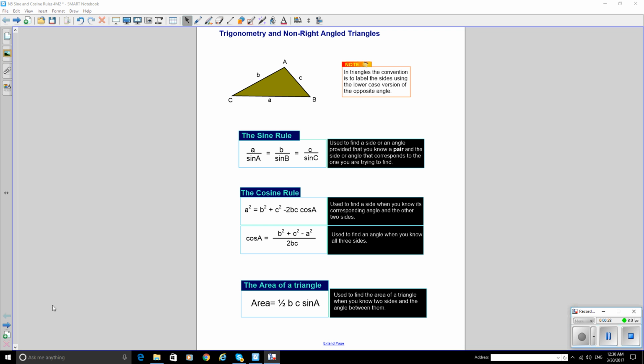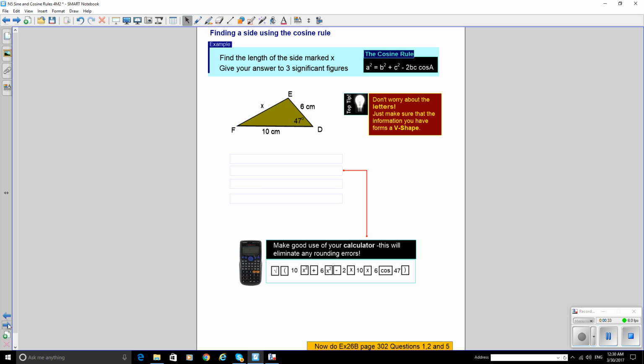So in the booklets you've got, if you turn to page 4, the first one we're going to look at is using the cosine rule to find the length of a side. We're going to tackle this problem here where we've got the triangle. It's a non-right angled triangle. We know that this side here is 6 centimetres, this side is 10, and we're trying to figure out the length of this side when we know this angle here.